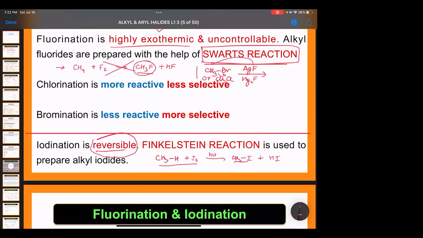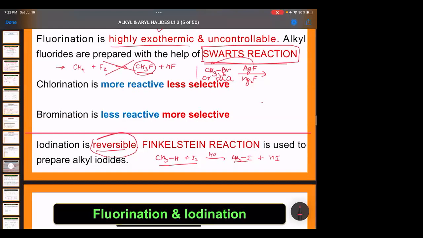But the iodine radical is very large. Can you tell me from which period iodine is? Can you tell me the period? So fifth period. Okay, so it is very large.